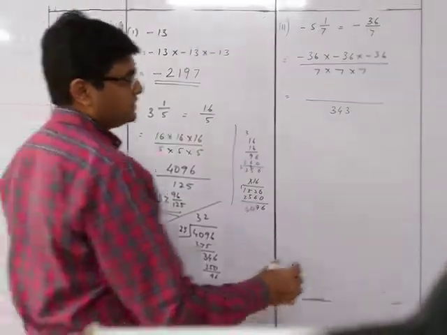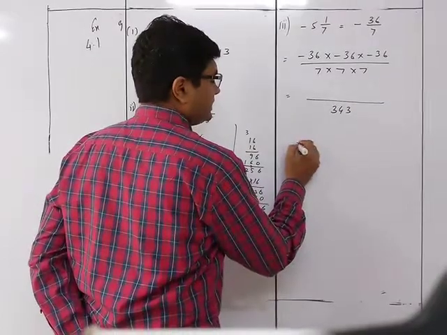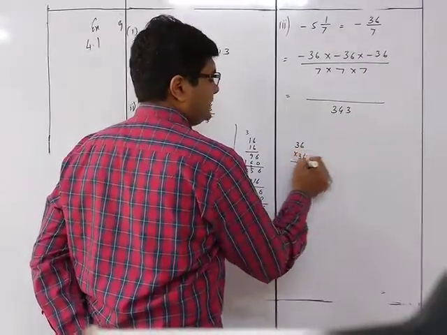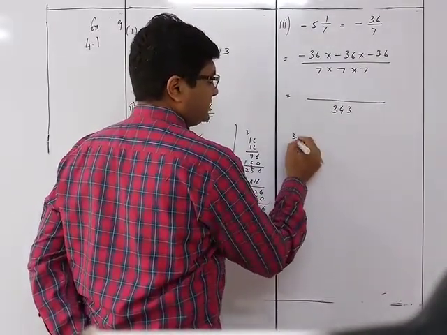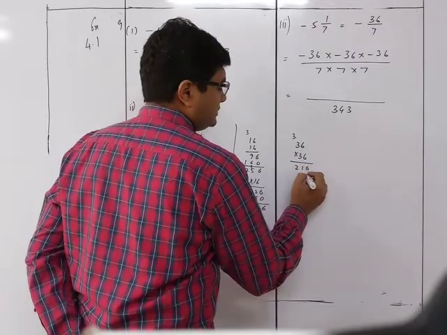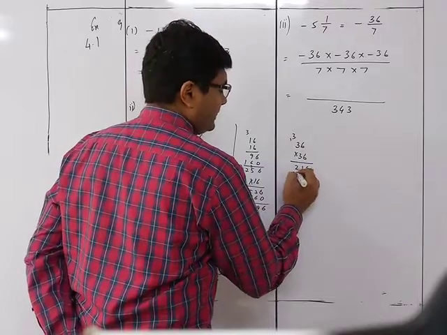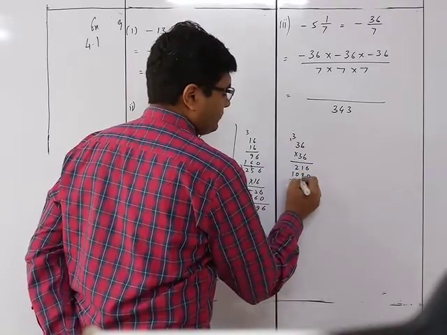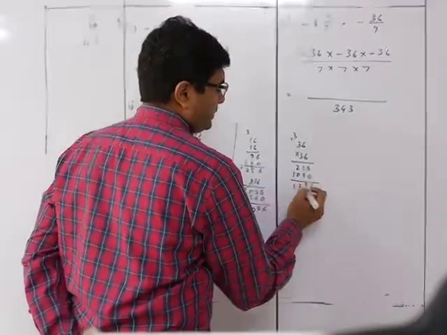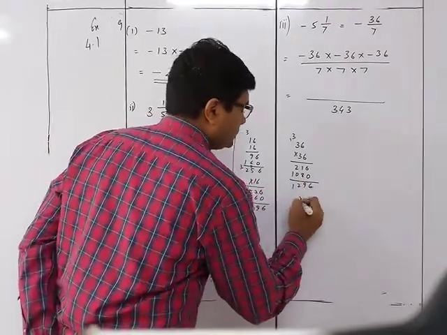Now we need 36 and 36 and 36. So it is 36 into 36. 6 6s are 36, 6 3s are 18, 19, 20, 21, then 0, 6 3s are 18, 9, 3 9s and 10. So it will be 6, 9, and then 2 and 1. So 1296 into 36 again.